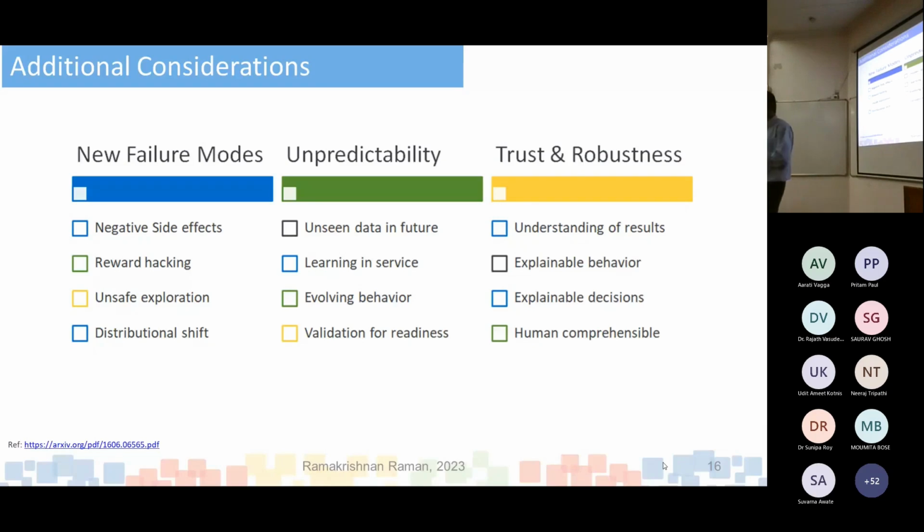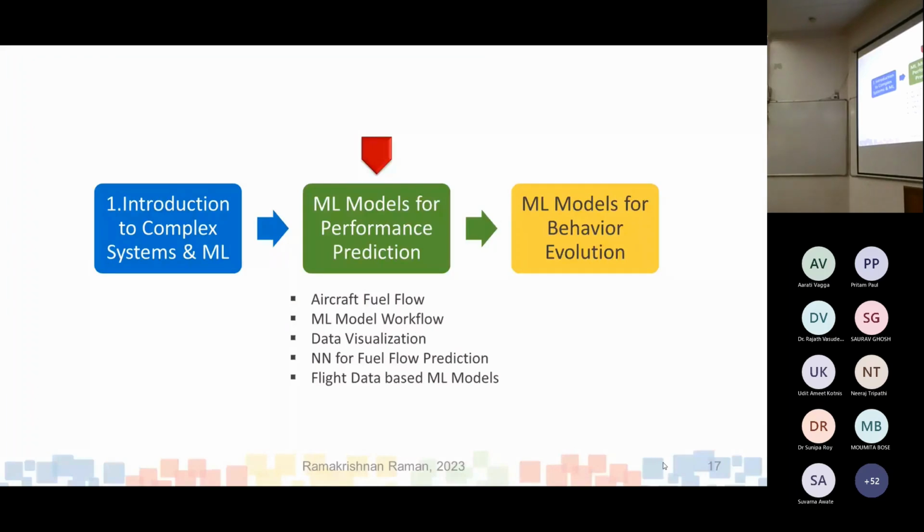Some additional considerations are negative side effects, reward hacking, unsafe exploration, and shift in the data. Whatever data you have used will represent some operational conditions. What if the ML model experiences a scenario outside that? It may still go ahead and predict. Let's say you train a robot to clean, but while cleaning it damages other materials, or it makes the floor dirty and then cleans it again. You can't predict the behavior when you look at these ML models. So a lot of these additional considerations come into play when you use machine learning models for engineered, complex systems. So that's the first part.